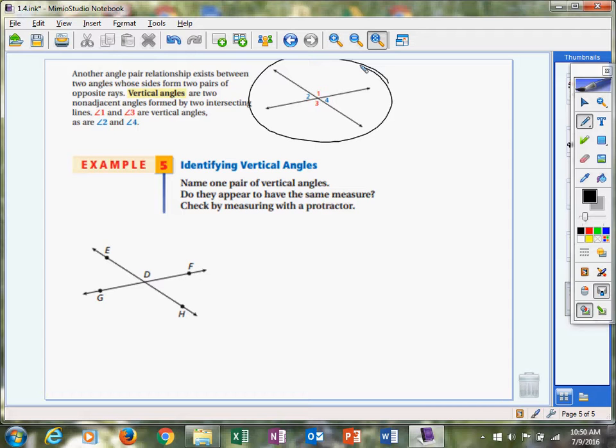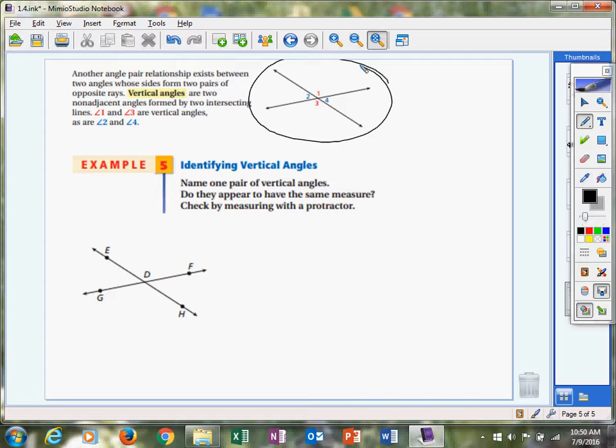I can't show this to you on the board right now. I just don't have access to a good Mimeo protractor to do this. We're going to name a pair of vertical angles, and do they appear to have the same measure? We're going to check by measuring with the protractor. So literally, this is not hand-drawn. I copied this out of your textbook so that you could easily measure this and check this yourself.